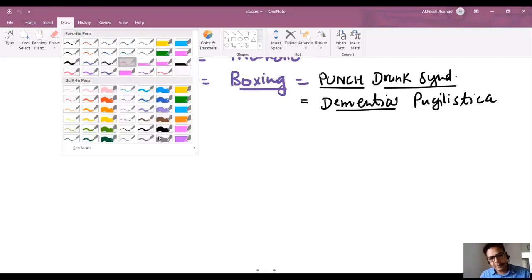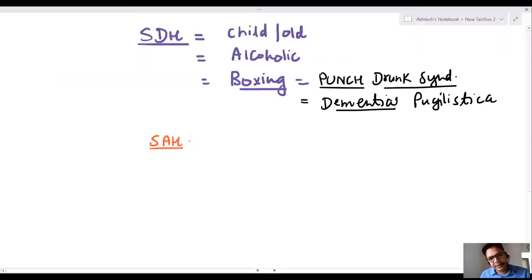Now come to SAH, subarachnoid hemorrhage. It is the most common traumatic hemorrhage. This is subarachnoid hemorrhage. Doctor Sahab, thunderclap headache.